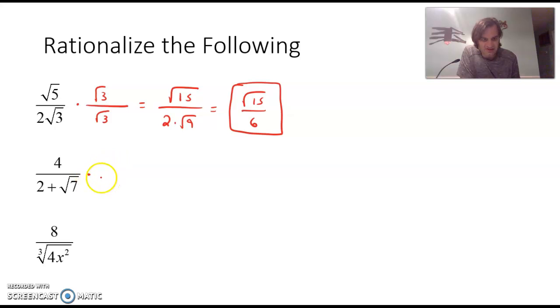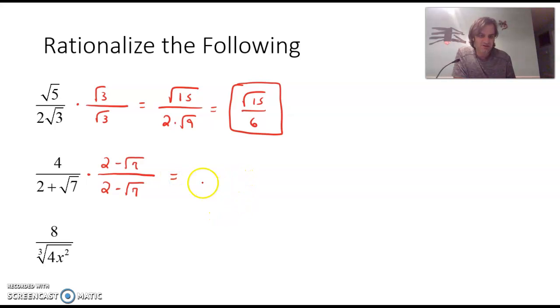The next one is a little bit trickier. It's 4 over 2 plus the square root of 7. Depending on where we are, we may or may not have talked about the multiplication process here. But what we need to do is multiply the bottom so that the square root will cancel out. And while we have 2 plus the root, we can multiply by 2 minus the root. This is called a conjugate. We'll see it used quite a bit in different places. But what it does, if you're not familiar with it, is create a difference of squares.